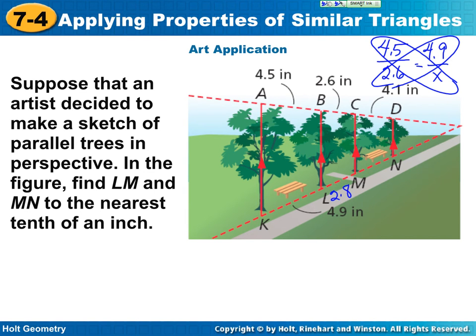2.8. Okay, now you set up something to find MN. I'll call that Y instead of X. So figure out what Y is for me. Have more than one option what to use to set it up. We'll see if all of them produce the same answer.